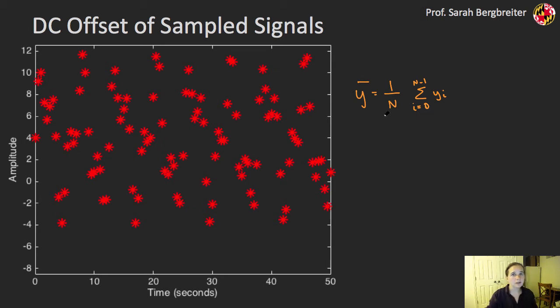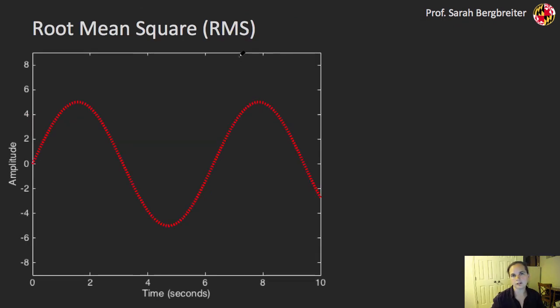Now, once again, this makes the most sense for a periodic signal, right? Discrete signals can be periodic too. So DC offset gives me a sense of the static portion of the signal.